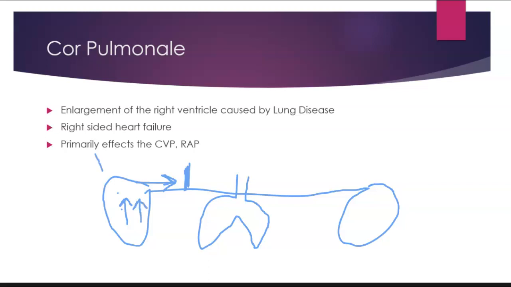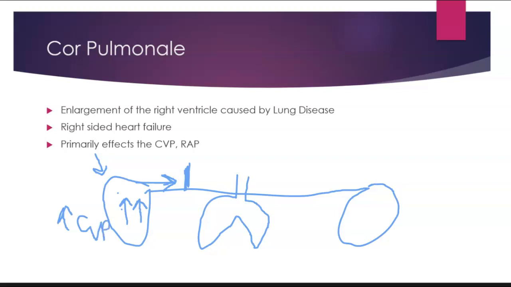It's coming back to the heart through the superior and inferior vena cava. The heart's accepting that blood, but it cannot effectively pump it out of the right side of the heart to the lungs. So I'm going to see primarily an increase in my CVP and RAP.